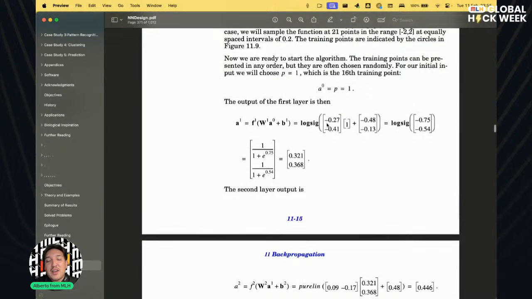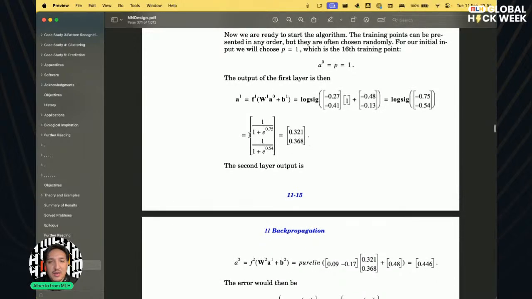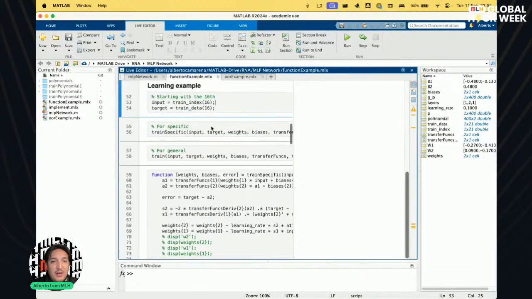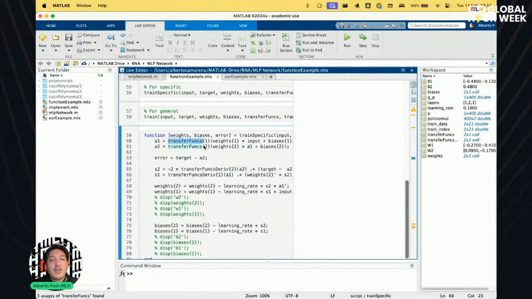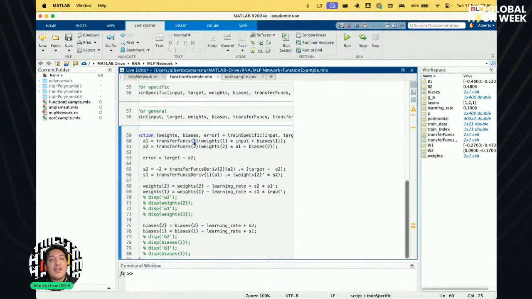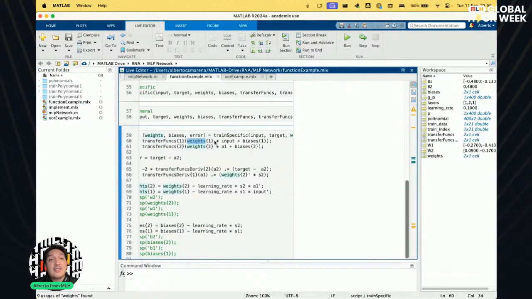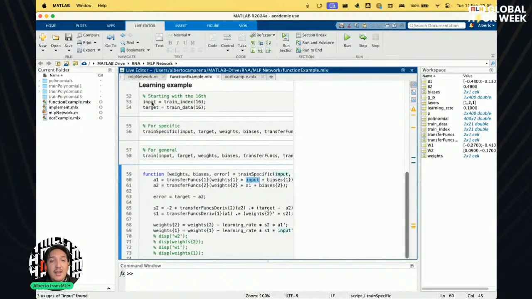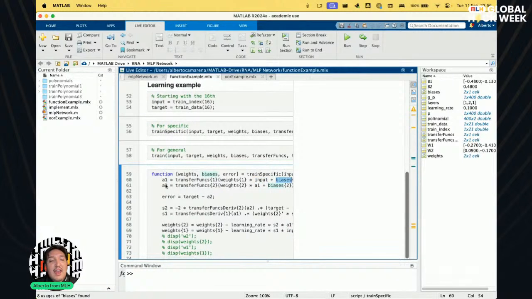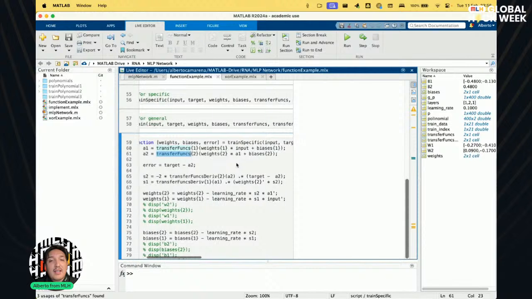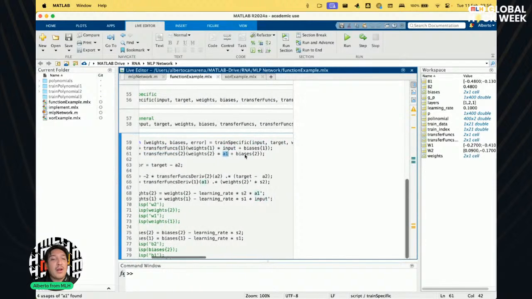So the output of the first layer is calculated the same as we already covered. Actually, the function I'm calling here is train specific. We will see why I call it train specific. A1 is again the transfer function of the first layer, multiplied by the weight of the first layer times the input, which in this case is the train index 16, plus the biases of the first layer. Then A2 is calculated the same way, except that instead of passing the input, we are passing A1, which is the output of the previous layer.